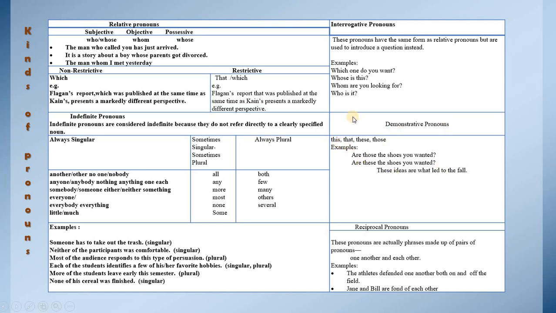Demonstrative pronouns, we have four demonstrative pronouns, no more. We have this, its plural is these, that, its plural is those. So we have two singular and two plural. This and these are used for the near things, and that and those are used for the far things.